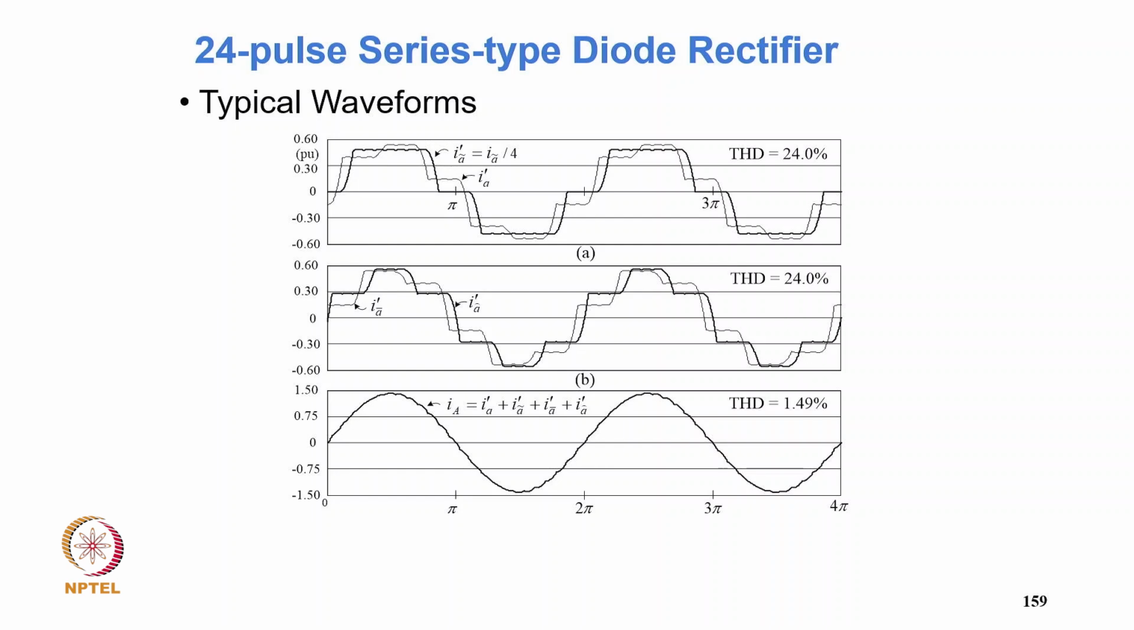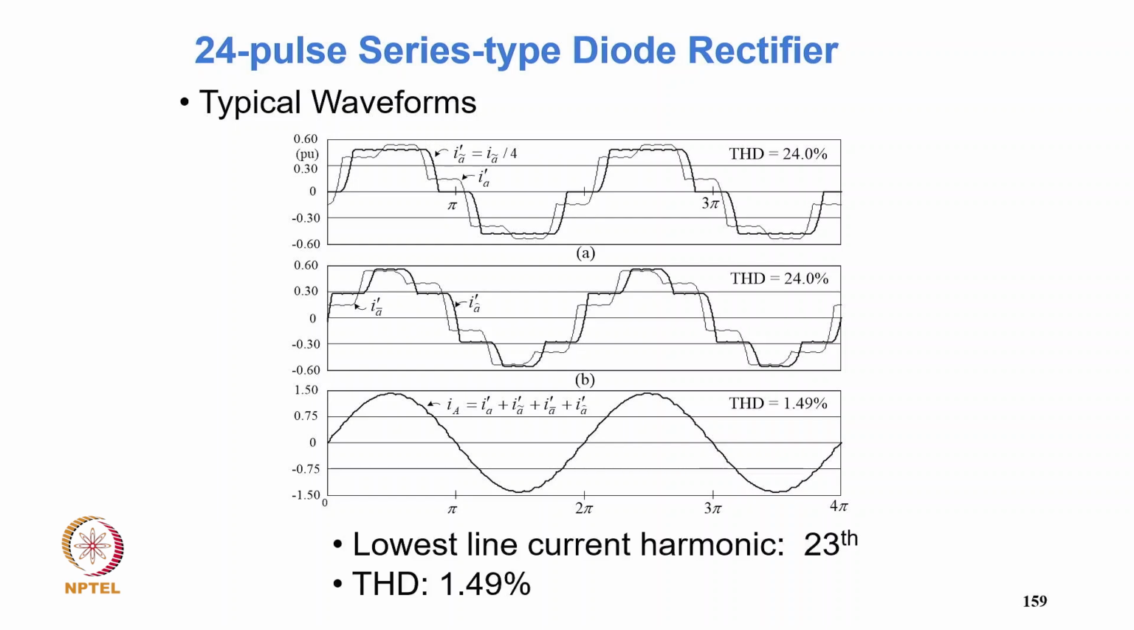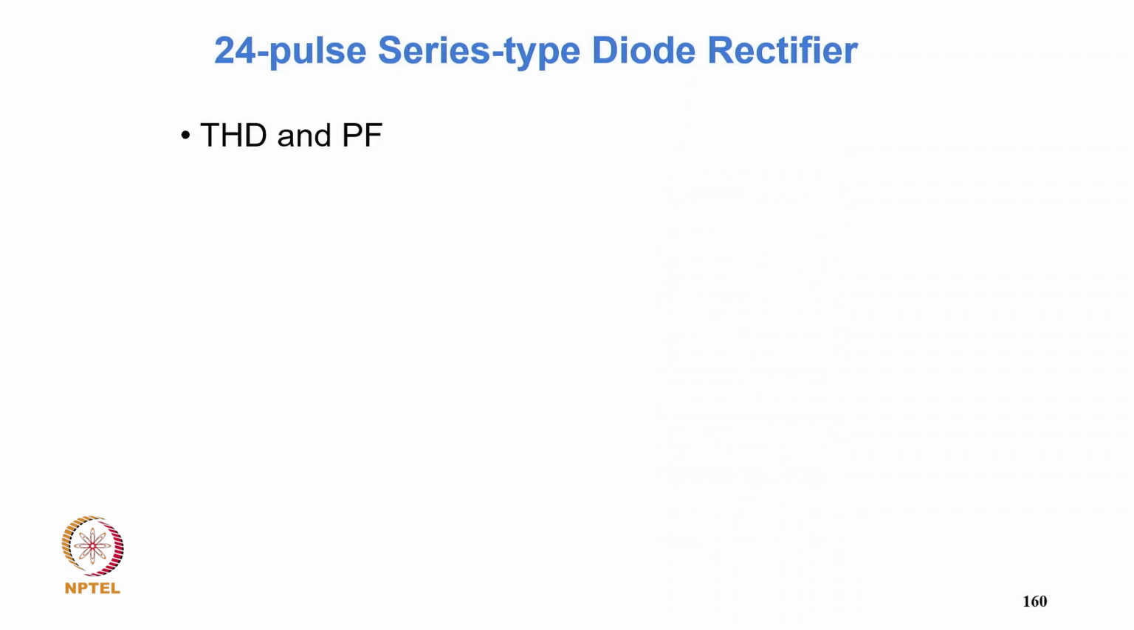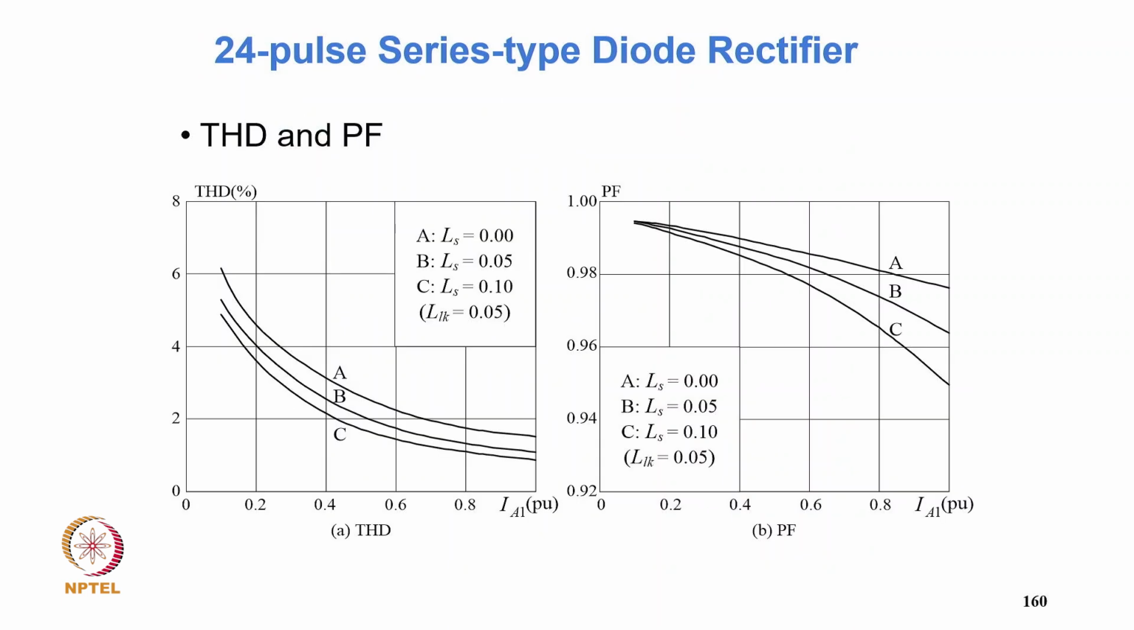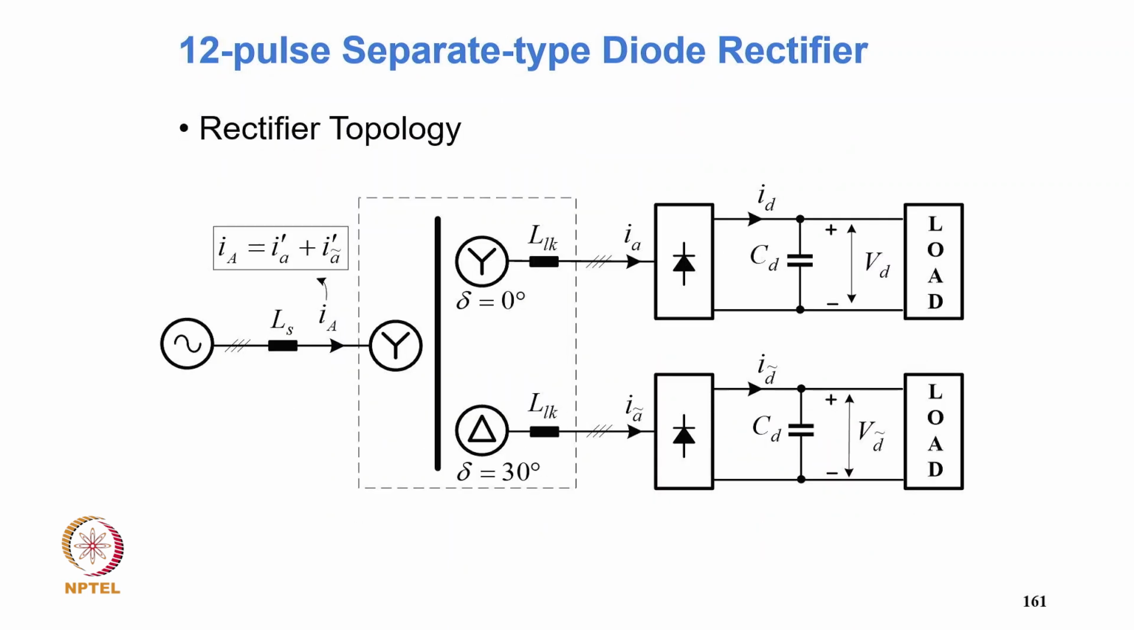Each converter has a 24% THD, but THD of supply current is 1.45%, the lowest, with the 23rd harmonic. Now coming to THD power factor, it's also affected by the source impedance.